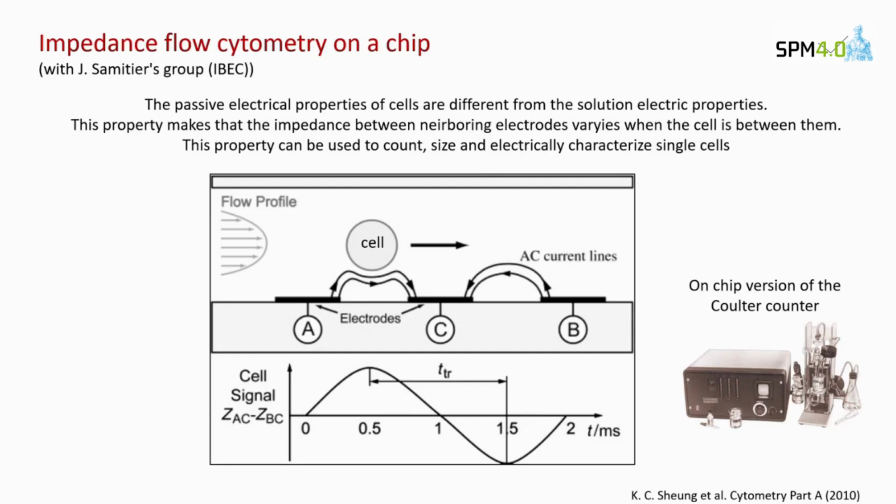Okay, so there is an apparatus which is called the Coulter counter, which is used in most biolabs to count cells. This is, let's say, an on-chip version of this apparatus plus some additional features.